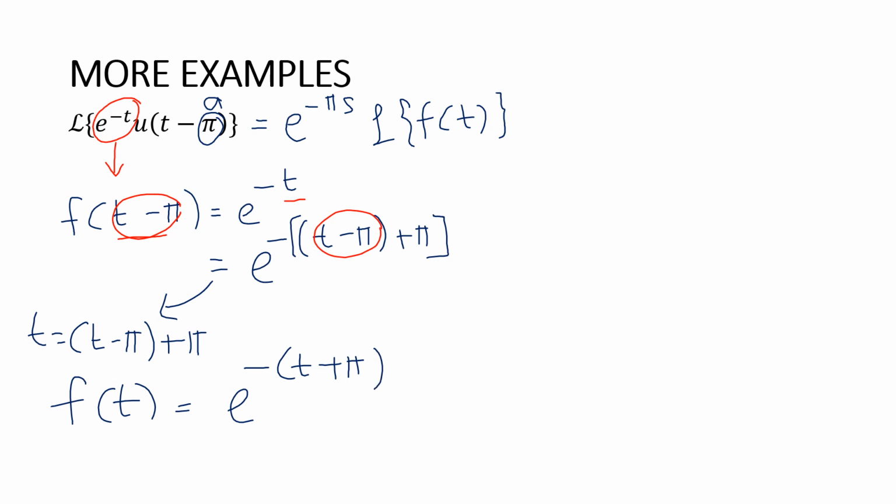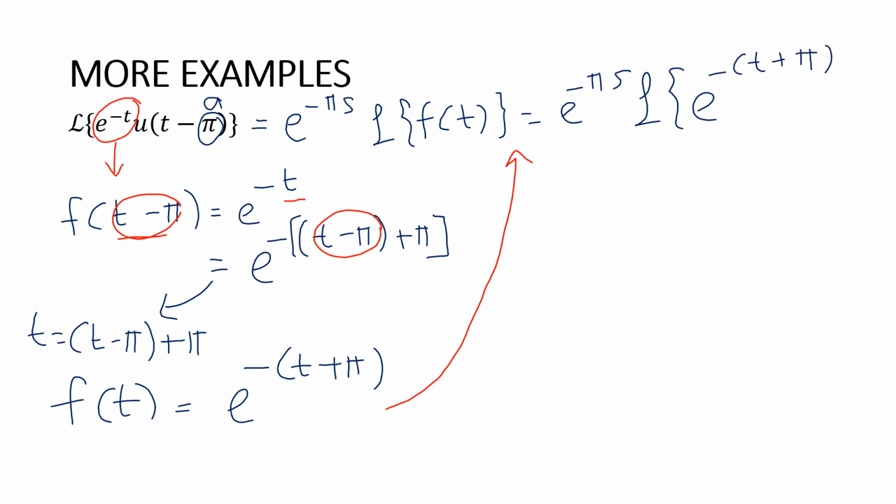Alright, everyone got it? Okay. So we're going to bring this function into here. So this is equal to e to the minus pi s, Laplace of e to the minus (t plus pi). Here you need to apply the properties of the exponential function. You know that e to the a multiplied by e to the b equals e to the a plus b. So this is e to the minus pi s multiplied by e to the minus pi, because we bring out the e to the minus pi.